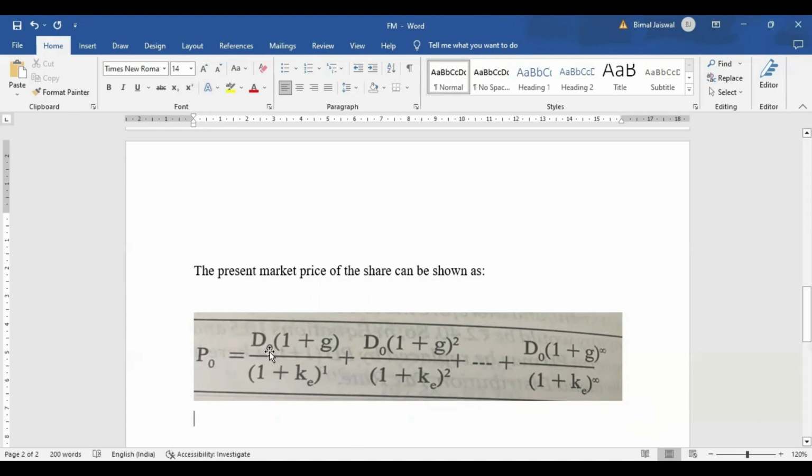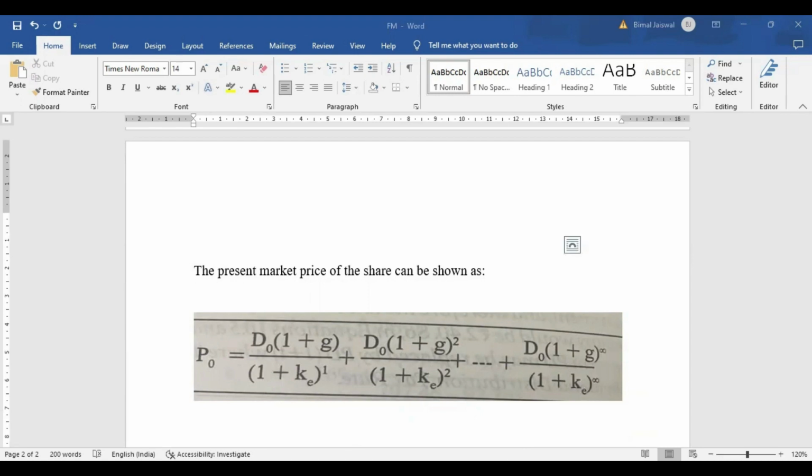D0 in the current year, 1 plus G in the first year, divided by 1 plus KE, that means to get the present value, plus D0, 1 plus G in the second year, and this will go till infinity. That means the nth year. In this way, we are able to calculate the current market price.